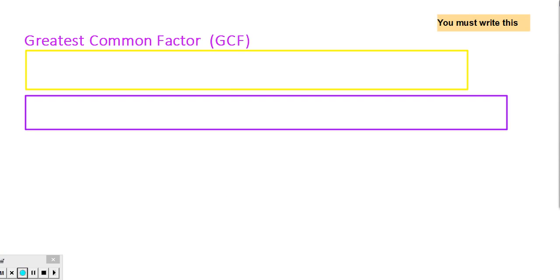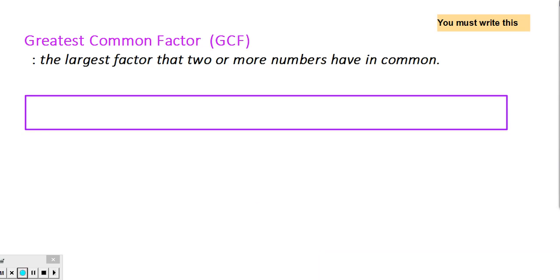Okay, first word we want to review before doing the actual lesson for today is greatest common factor, which is also known as GCF. Greatest common factor is the largest factor that two or more numbers have in common. Now, factor, we have reviewed this word. Factor is a number that you multiply. So the largest number that you multiply to create another number, right? That's the factor. And we're looking for the largest factor in two or more numbers.